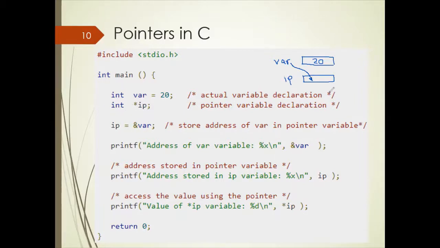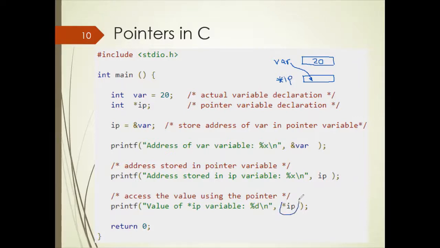Now what are we trying to say? Since you have the address of this variable stored here, I want to use IP to get the value which is stored at the address which is stored here. Is that the point? So how do we get this? By preceding IP with the asterisk sign. The asterisk sign here is simply saying, give me the value which is stored at the memory location which IP is pointing at. This is the syntax for it.